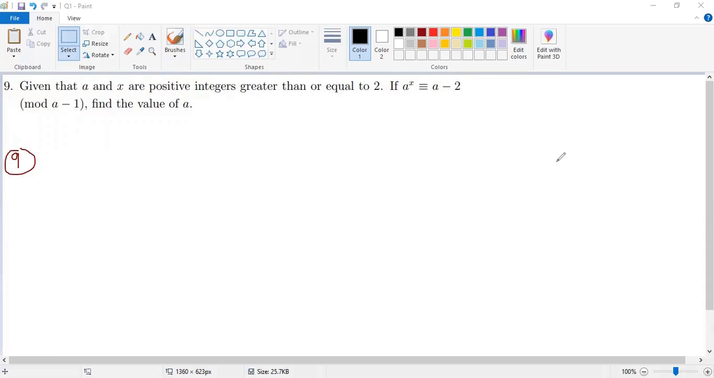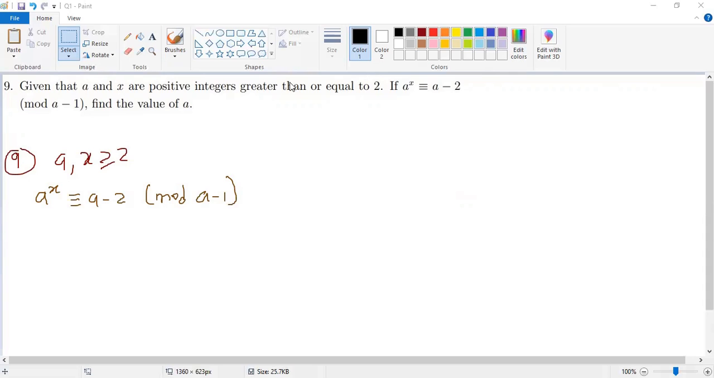Okay, let's begin with question number 9. Given that a and x are positive integers greater than or equal to 2, if a to the power of x is congruent to a minus 2 mod a minus 1, find the value of a. Okay, this is quite an interesting modulo.